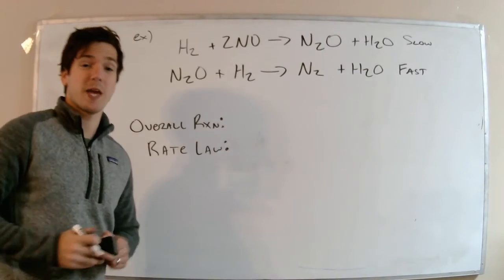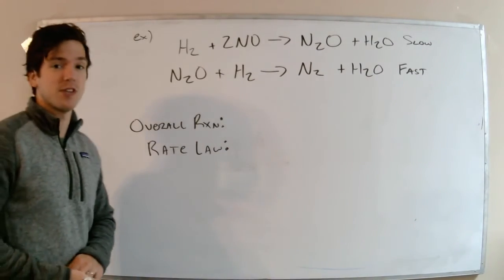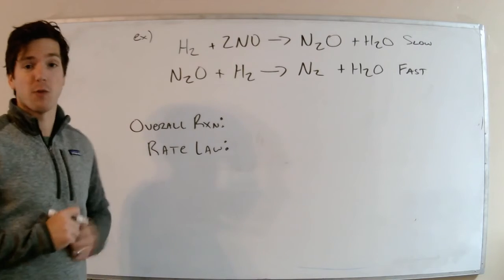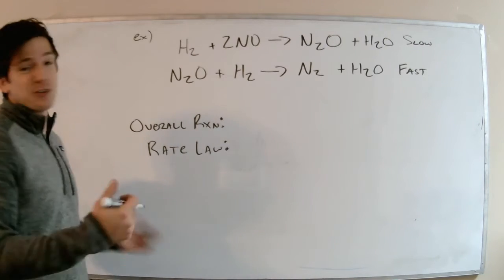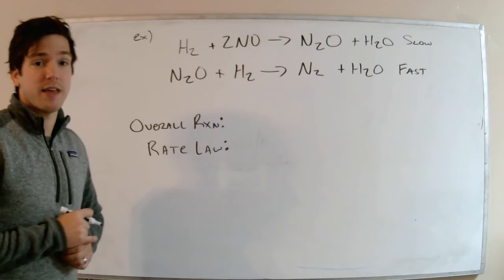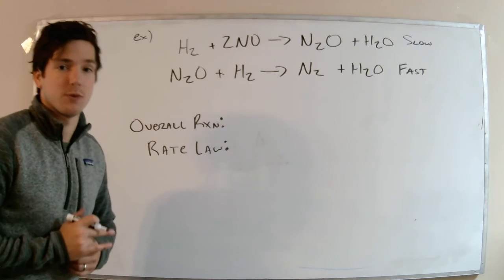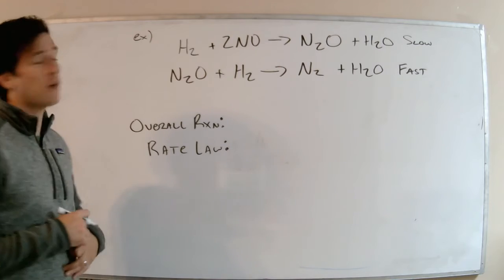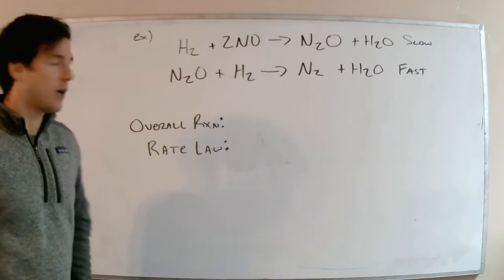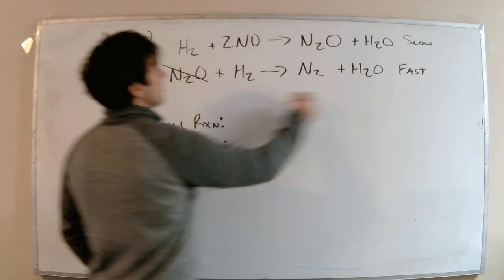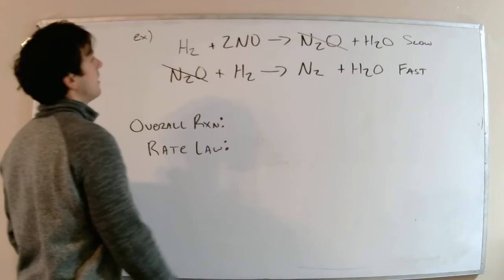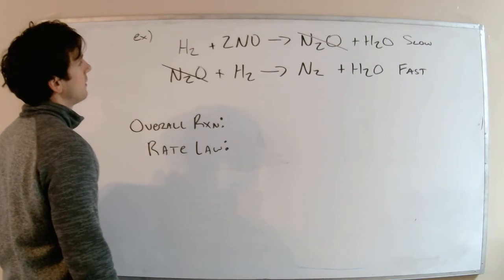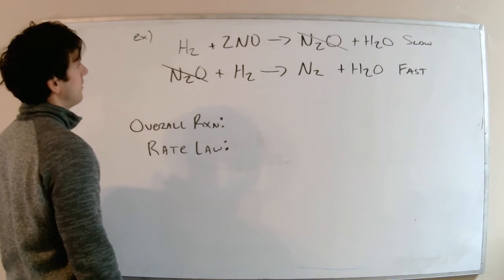Okay, so now for these next few examples, I'm just going to be asking for the overall reaction and the rate law. The first two are going to be easy, but then after that, it's going to be a little more difficult. So let's just go ahead and fly through this one. We want to determine that overall reaction. Let's just cross out everything that's the same on both sides. Dinitrogen monoxide. I believe that's it. All right, easy stuff.